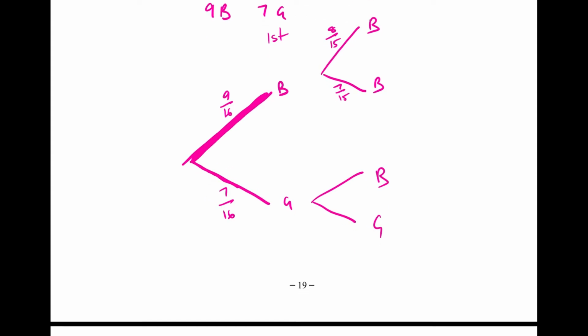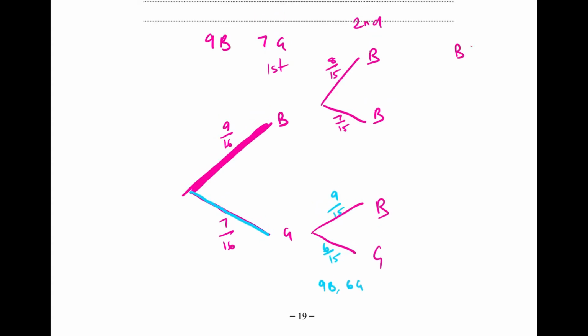Go for it. And then over here, if I've now selected a green first, I still have 9 blues, but I only have 6 greens left. So I still have 15 to choose from, but now there are 9 out of 15 here and 6 out of 15 to choose.